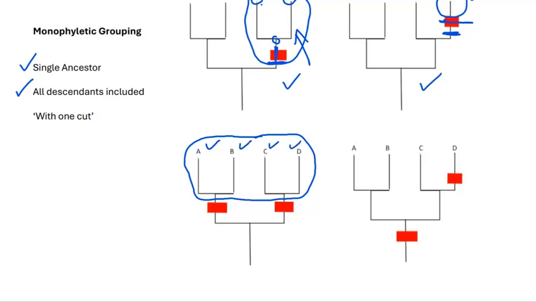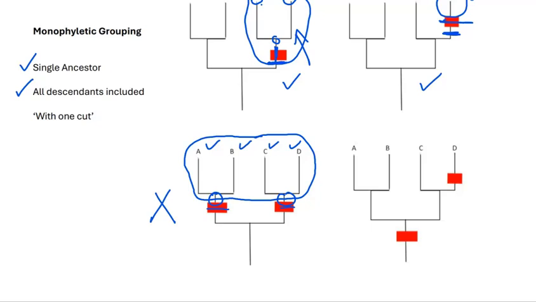But notice that it requires two cuts, leaving this root here and this root here. So that is not a single ancestor. That would be two ancestors. This is not a legitimate clade inside the blue line.